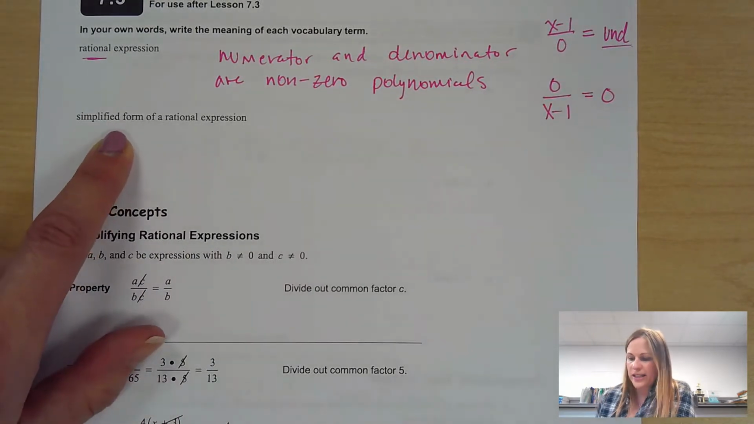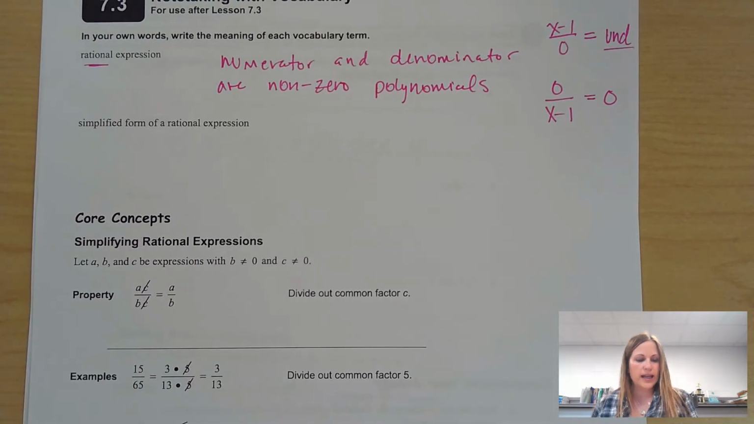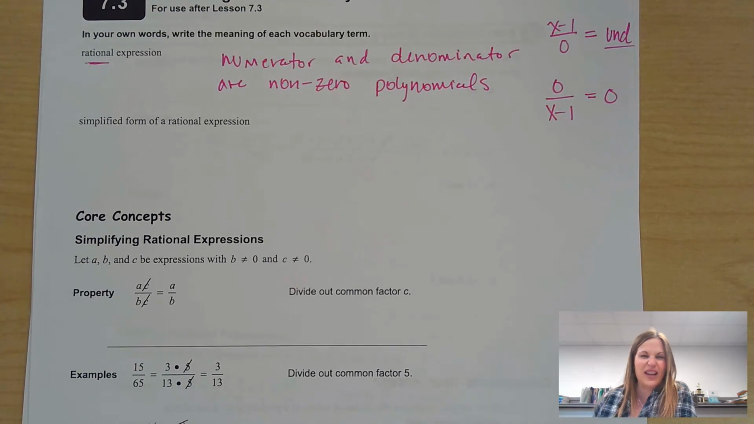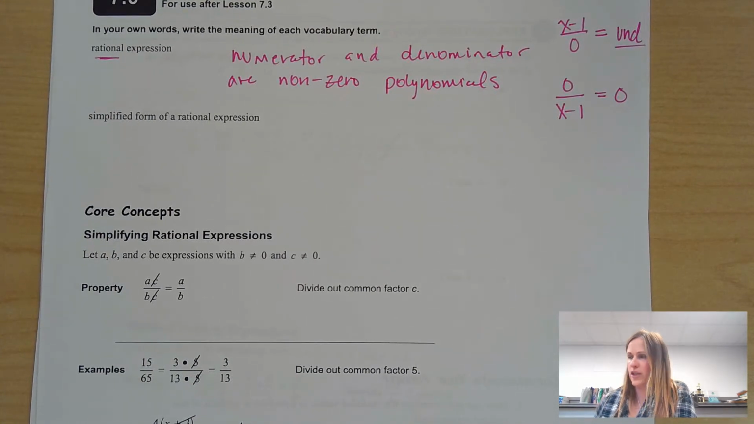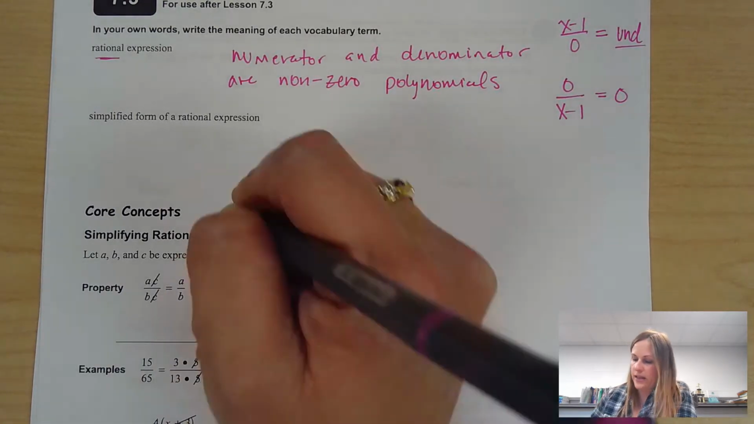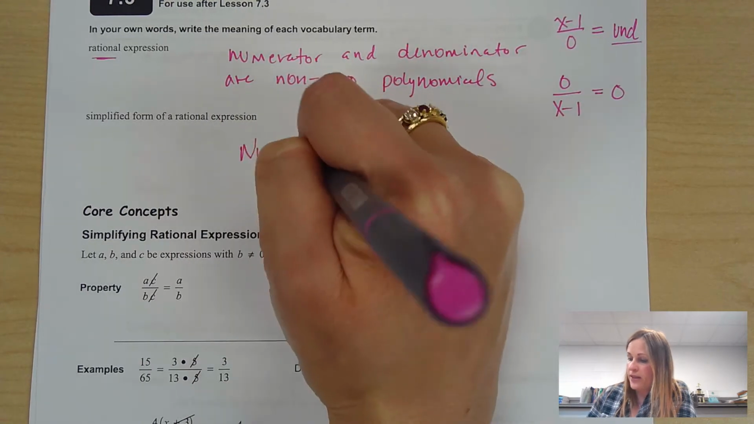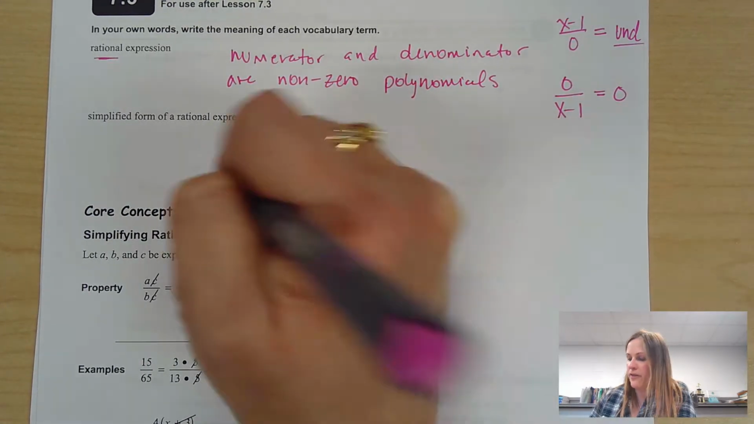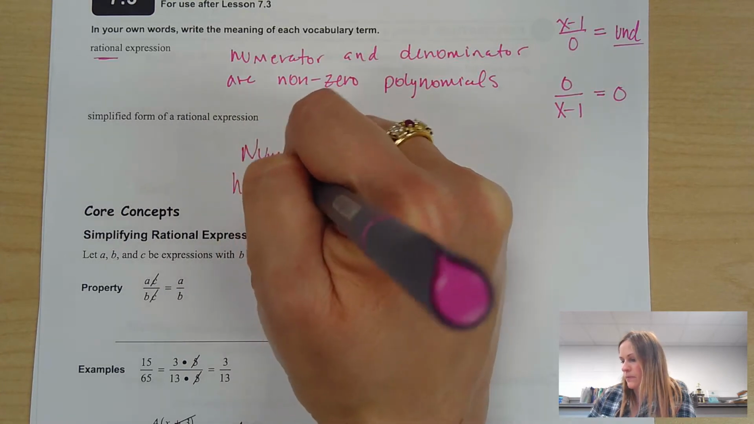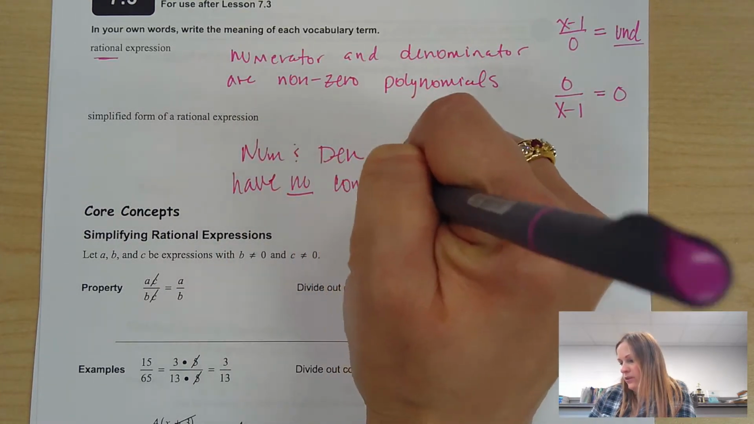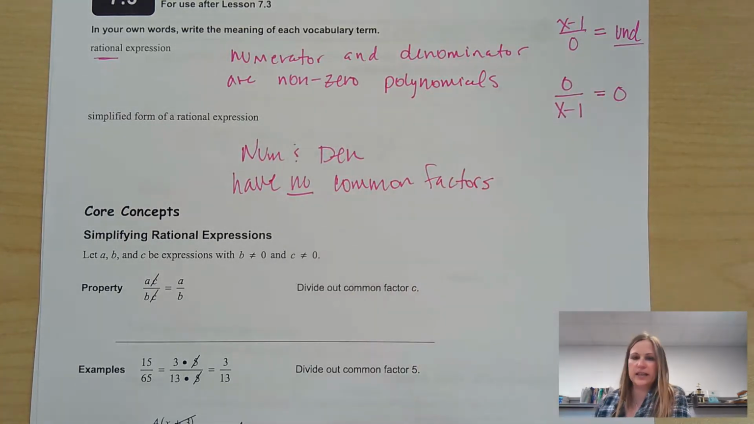And then the next part just says simplified form of a rational expression. What I want you to get out of that is that eventually, and I will demonstrate this, I want you to simplify your answer down to the lowest possible way, okay? I don't know how else to word that. But basically, your last step would be to simplify your expression. One of the ways that you can tell is that the numerator and the denominator have no common factors. So that's how you can tell if your expression is in simplified form.